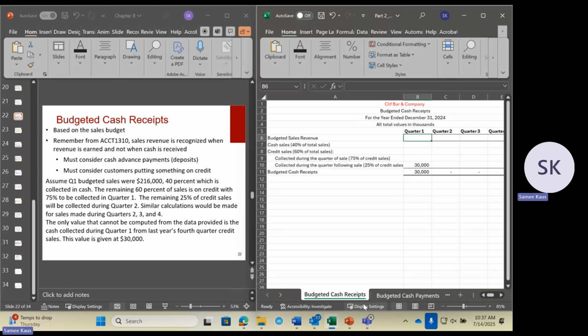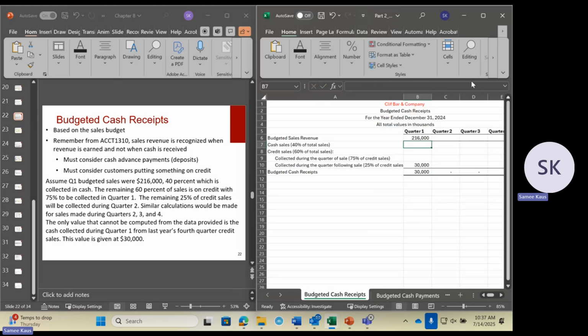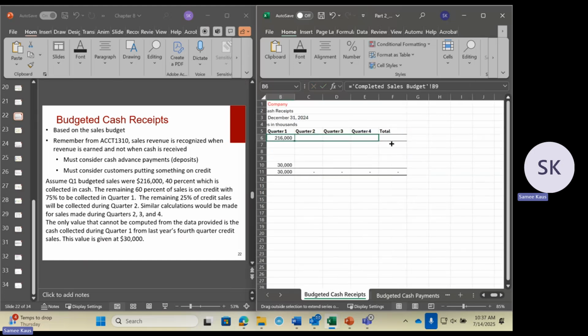So I'm going to go into my budgeted cash receipts and I'm going to grab my budgeted sales revenue. So what budget do I go to? Of course, I'm going to go to my completed sales budget. And I'm going to grab that sales revenue value and pull it all the way over.